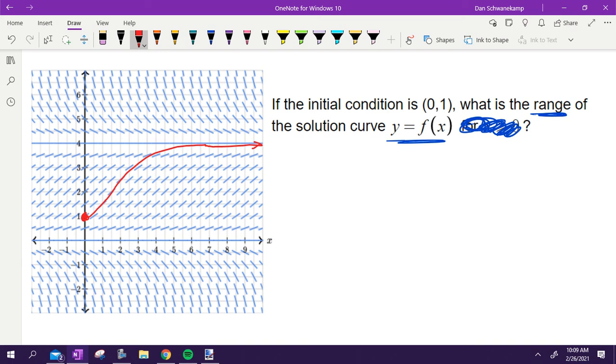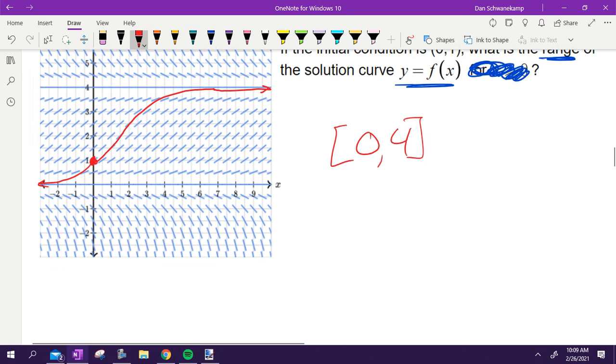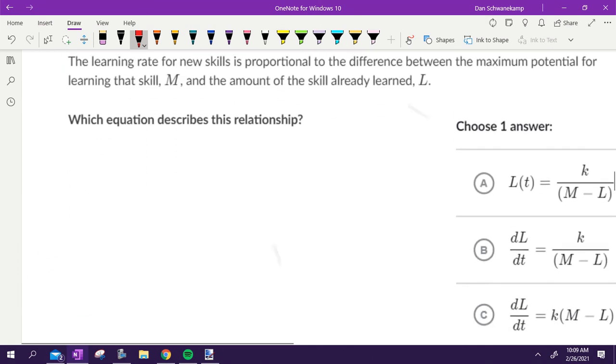Same thing as I go to the left. I'm going to go this way and get flatter and flatter, but I'm never really going to go below that line. I'm going to get to right there. So what's the range? 0 to 4. Okay, 0 to 4. They're not too concerned about brackets, parentheses. That's not something they really test over here. But that's the idea. It's going to live between those two numbers. Questions there? Just understanding solution curves, how they work when it looks at a slope field.